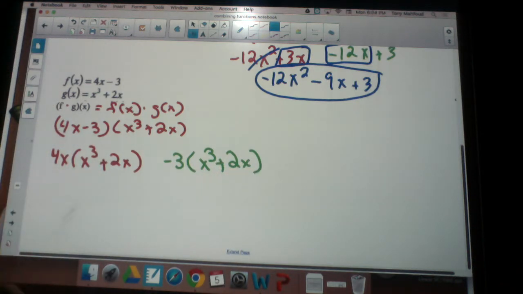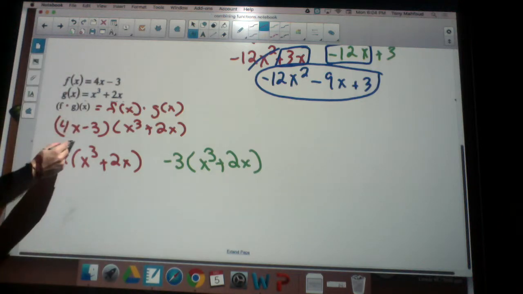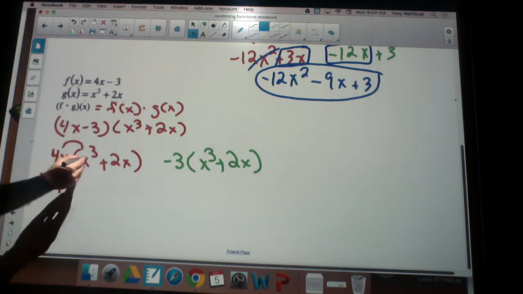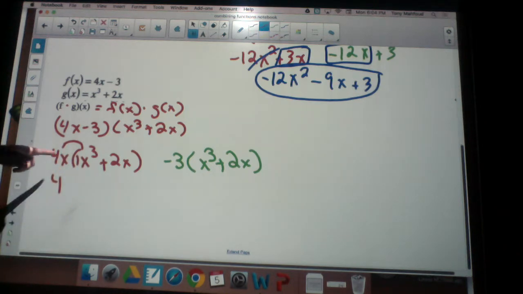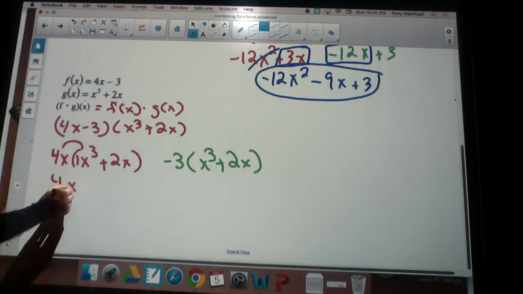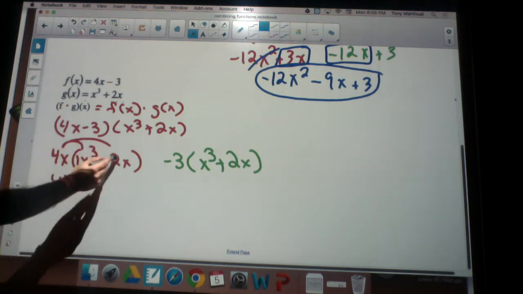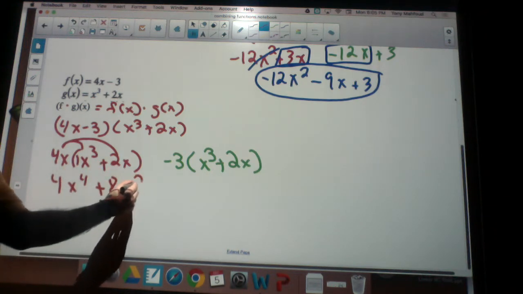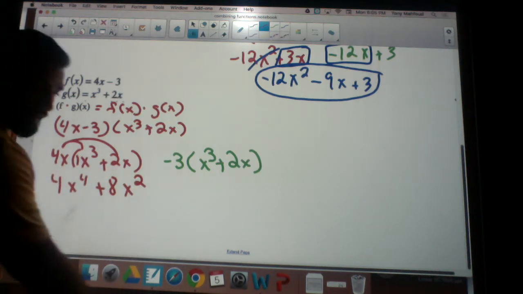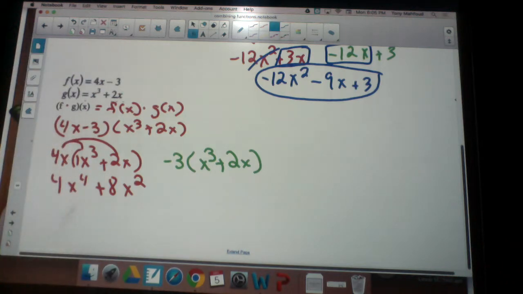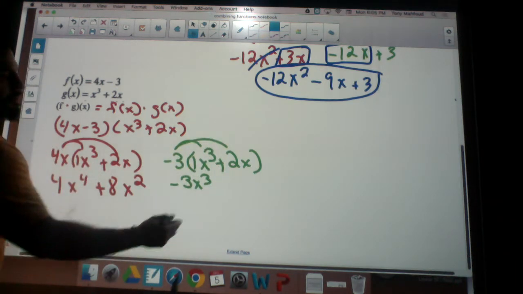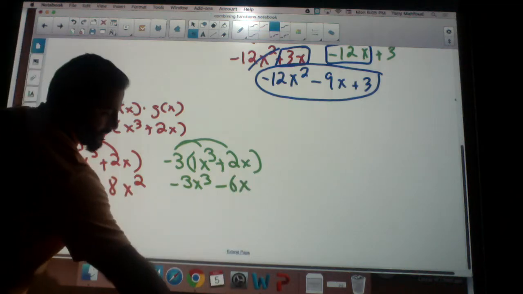So first I'm going to distribute this 4x. So there's a 1 here. So we know that 4 times 1 is going to give me 4. But I know that x times x cubed, remember we add the exponents, this is x to the first power, so it's going to give me x to the fourth power. And then 4 times 2x, 4 times 2 is 8, and then x times x is x squared. The next we're going to look at is the negative 3. Well, distribute this negative 3, there's a 1 here. That will give me negative 3x cubed, and then negative 3 times 2x, which will give me negative 6x.